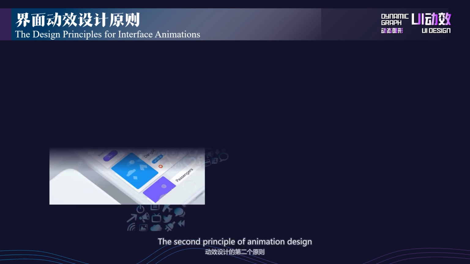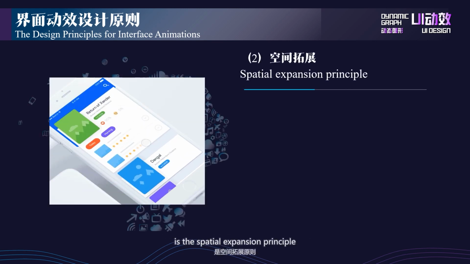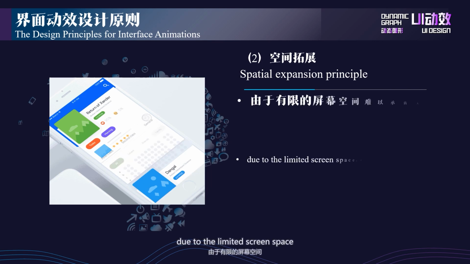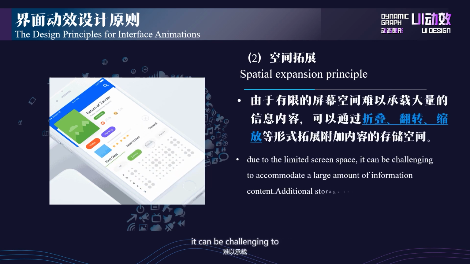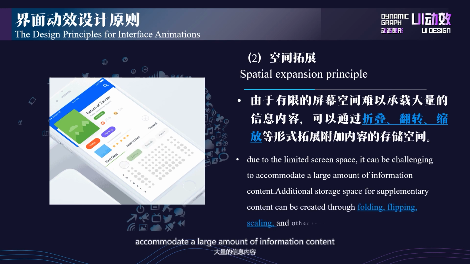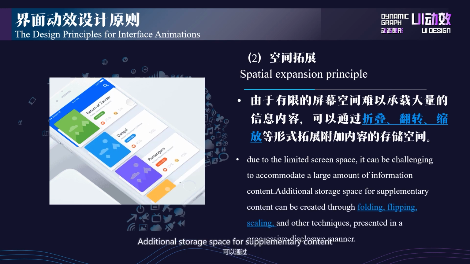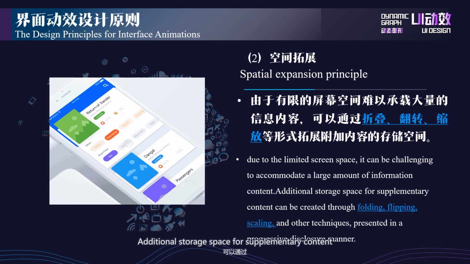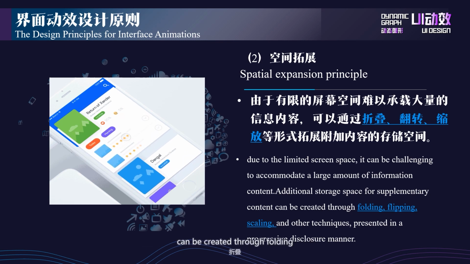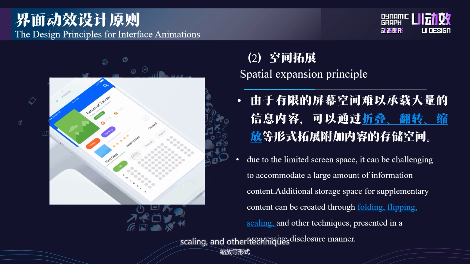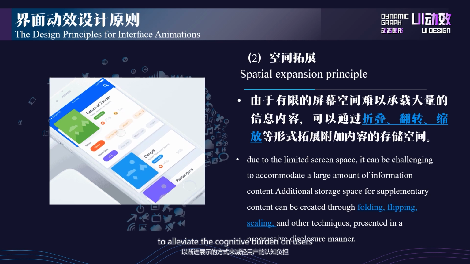The second principle of animation design is the spatial expansion principle. In mobile interface design, due to the limited screen space, it can be challenging to accommodate a large amount of information content. Additional storage space for supplementary content can be created through folding, flipping, scaling, and other techniques presented in a progressive disclosure manner to alleviate the cognitive burden on users.